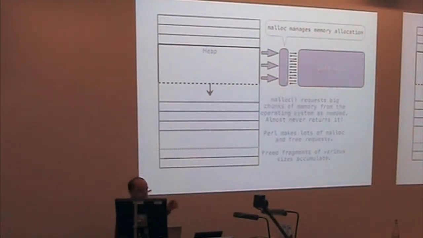So malloc then asks the operating system for a new chunk of heap, a bunch at a time. And then malloc manages those. It chops them up and dishes them out to the Perl program in little lumps. But it never gives it back to the operating system. Well, not quite, I'll explain some cases. But basically, there's a lot of chit-chat between the Perl interpreter and malloc. Give me some memory, free some memory, give me some memory, free some memory. But it very rarely gets returned to the operating system.